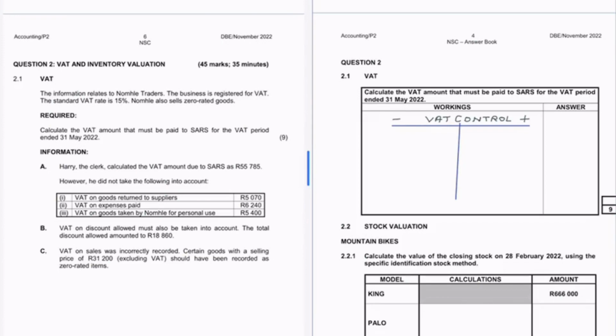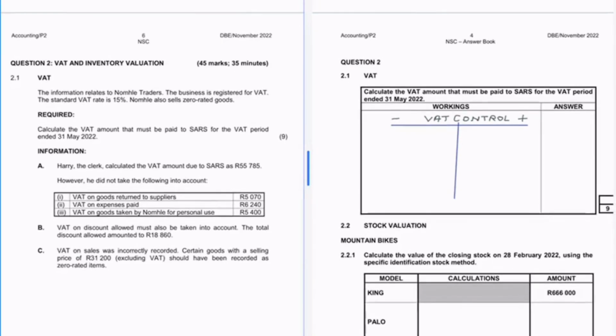The topic of today's tutorial is the calculation of the amount of VAT due to SARS. This question comes from a Department of Basic Education, November 2022, Paper 2, Question 2.1. Let's jump right in. The information relates to Nomclair traders. The business is registered for VAT. The standard rate is 15%, and Nomclair also sells zero-rated goods.